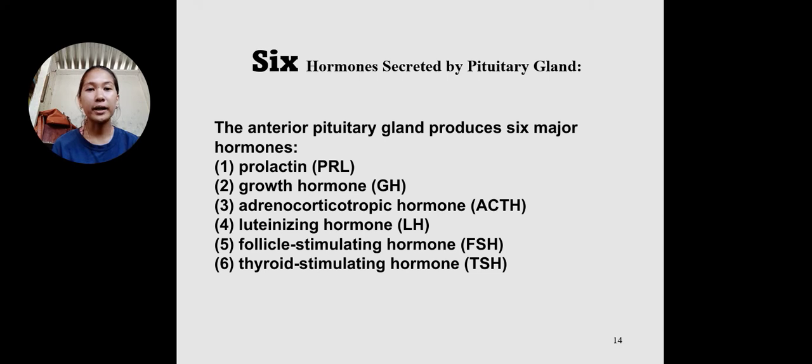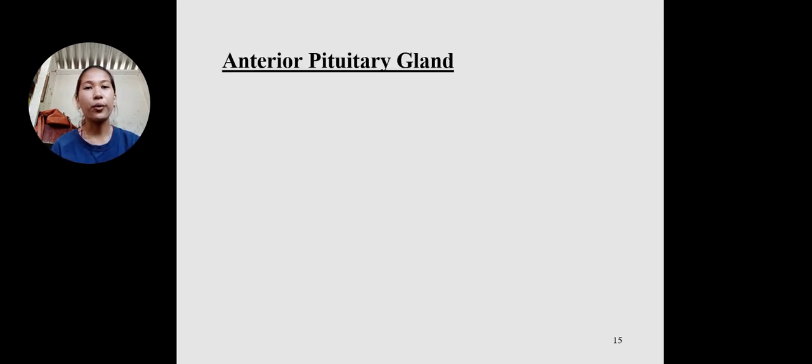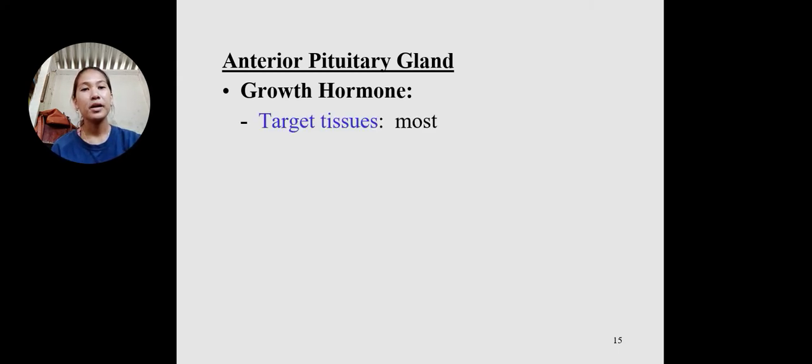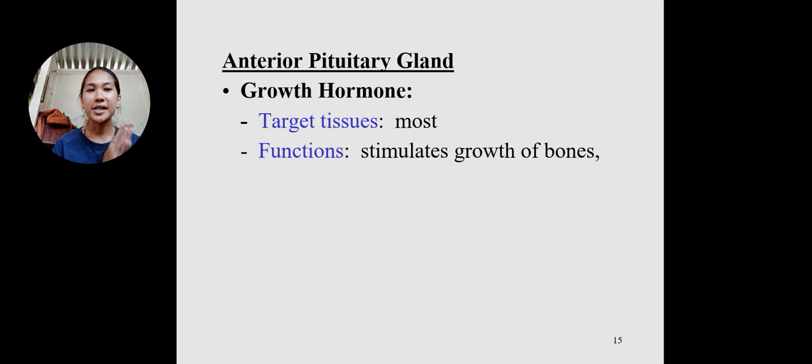Number 1 is prolactin. Number 2, the growth hormone, which is responsible for the development of the body. Then the adrenocorticotropic hormone, luteinizing hormone, follicle stimulating hormone, and the thyroid stimulating hormone. So, anterior pituitary gland, growth hormone. Its target tissues are mostly everything. Functions: stimulate growth of bones, muscles, and organs. So, they are really responsible for the growth in the body.